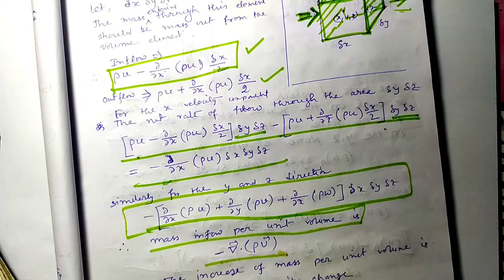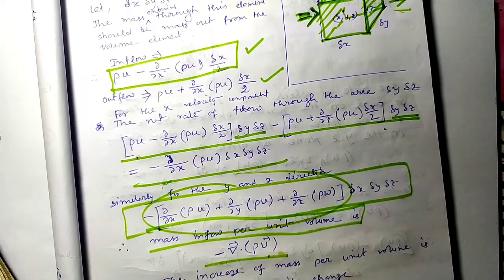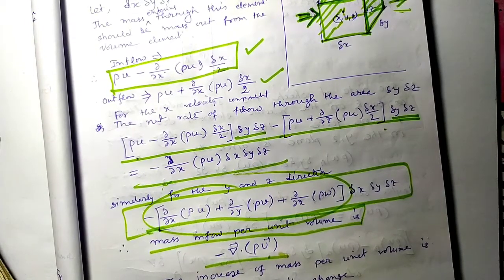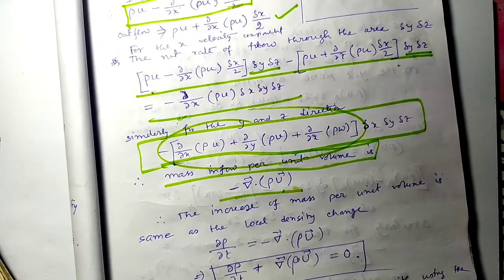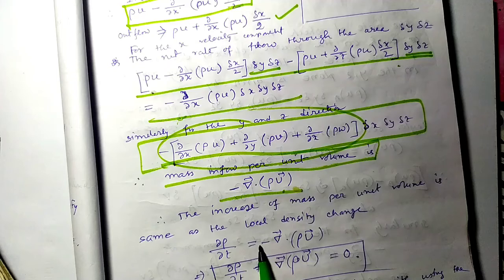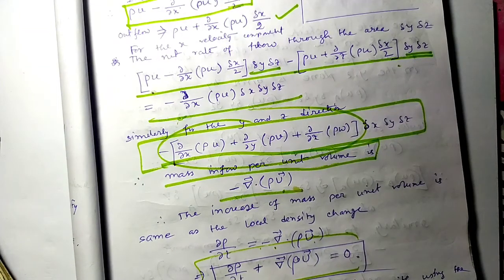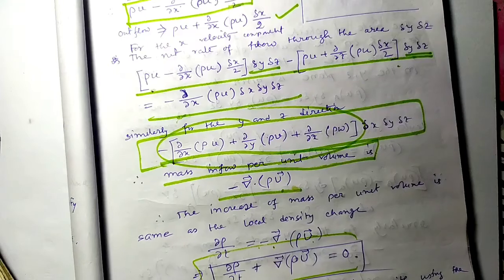is minus grad of rho u. So from this equation, we are converting this one to the gradient of rho u. The increase of mass per unit volume, that is the rate of change of density, equals minus grad of rho u. So if we sum it, we get this equation. So this is the equation of continuity.